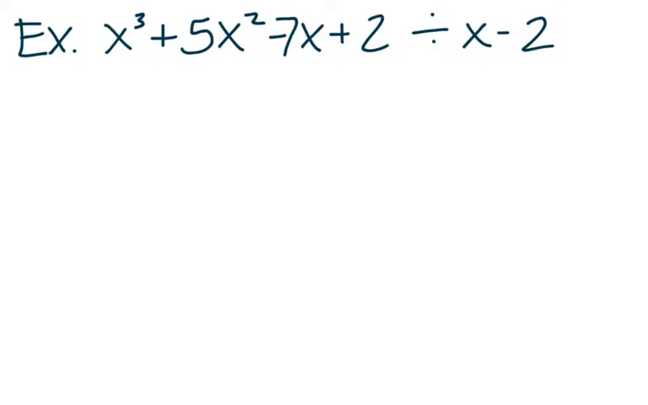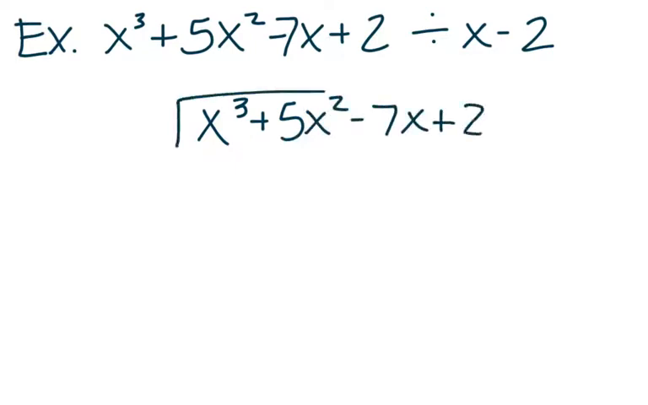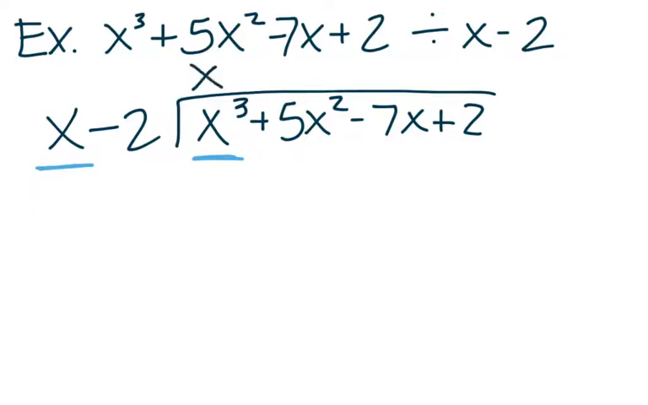Okay, so the part that's being divided goes in your division bar. The divisor goes on the outside. Alright, and we don't look at the whole thing all at once. We just look at the first two terms. And you just have to think, what would you multiply an x by to get x cubed? The only thing that would work is x squared.